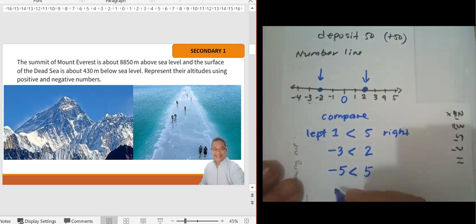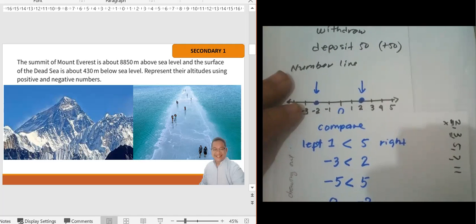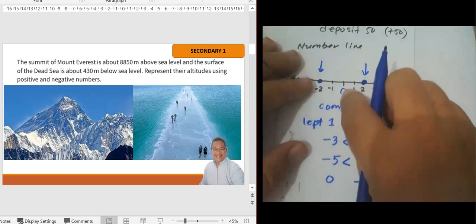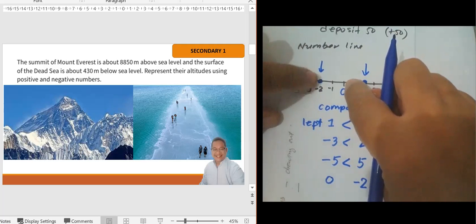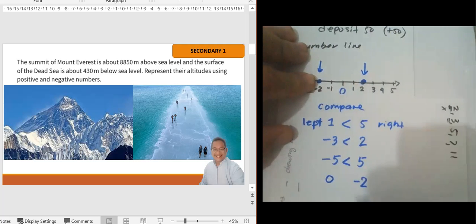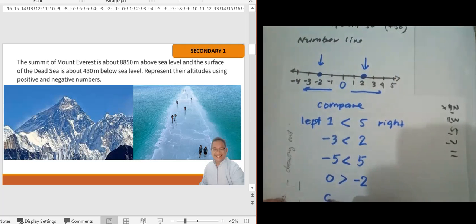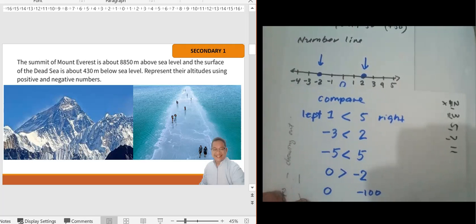Now let's say I have 0 and negative 2. You need to again check which one is on the left. So the 0 is here, the negative 2 is here. So the negative 2 is on the left. Therefore, 0 is greater than negative 2. Having said that, can you try to pause the video and let's say you have 0 and negative 100. Which one is on the far left? Basically, this is the one on the left. So 0 is greater than negative 100.